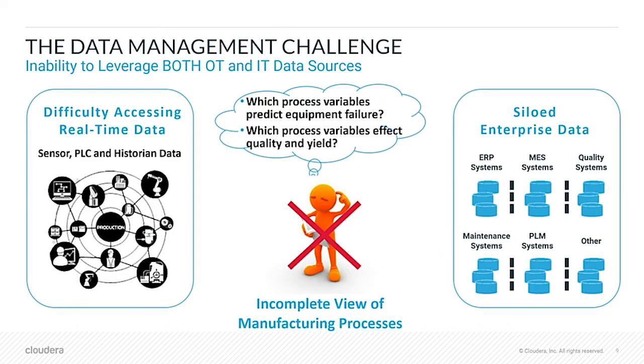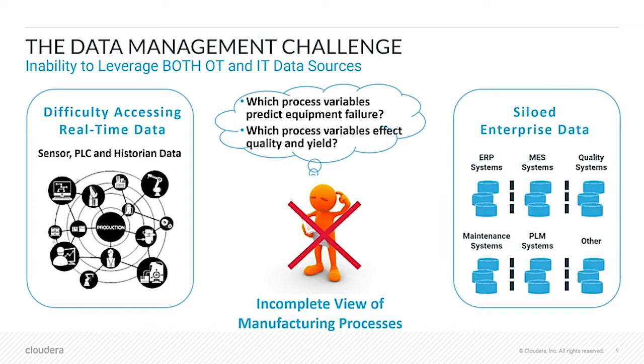As a result of not being able to get to all of this data in an integrated way, it makes it very hard to answer very basic questions for a machine, for a manufacturing operator. Which process variables, for example, will predict equipment failure? You can't get to the data sets to be able to get to that information, so very difficult. Which process variables affect my quality and yield?